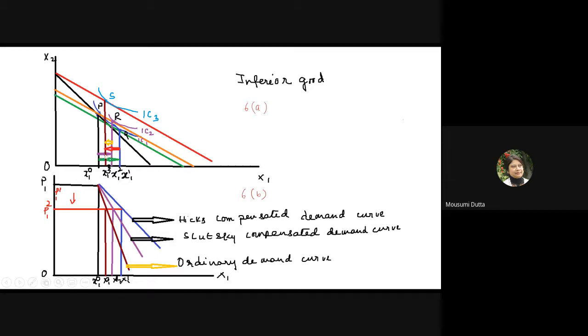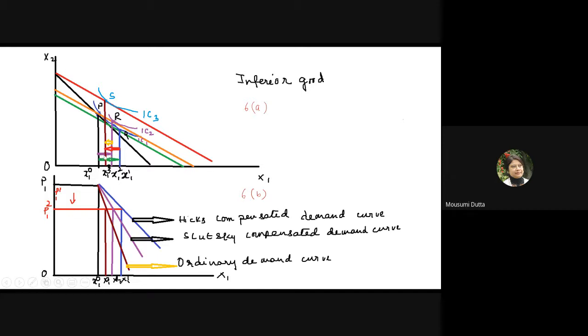For Slutsky, the substitution effect is less pronounced in case of an inferior good. So why is it happening? Why, in case of ordinary commodities, normal goods, is the Slutsky substitution effect stronger, whereas for the inferior good, by substitution effect, we are moving to a lesser amount of X1 compared to Hicks? That also we need to understand.